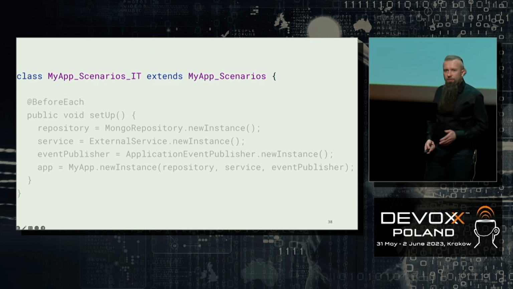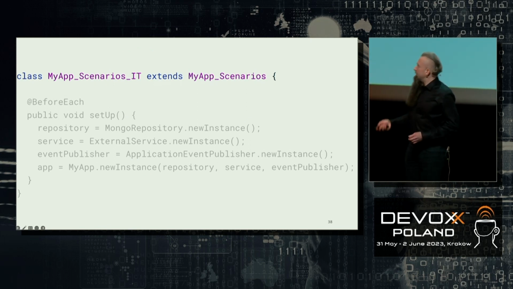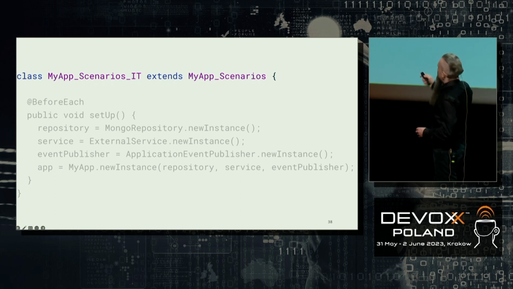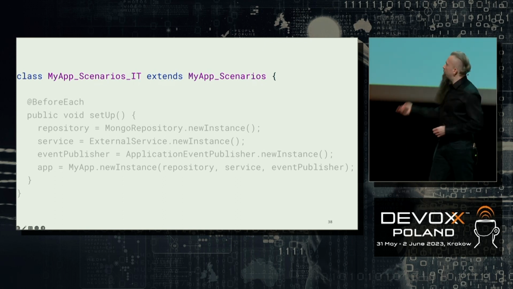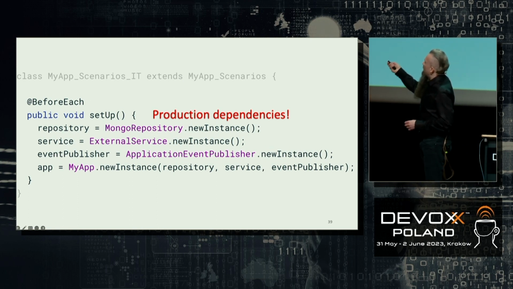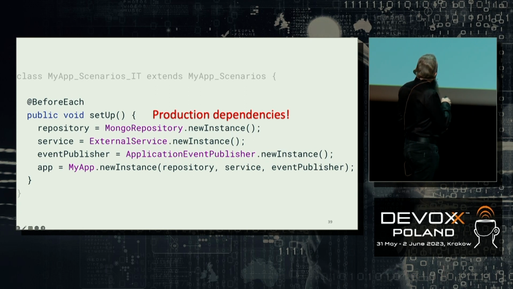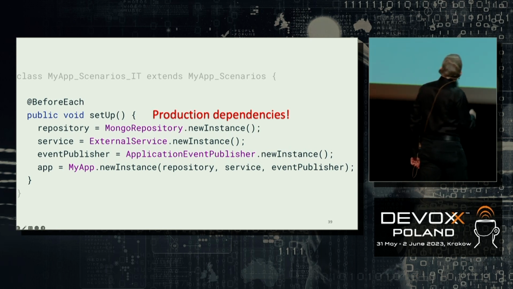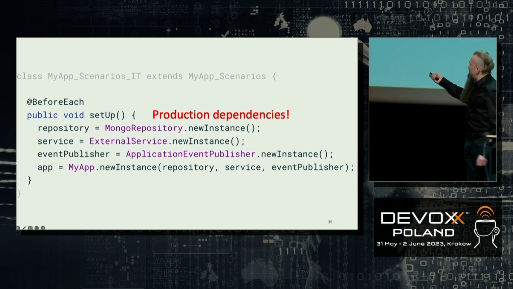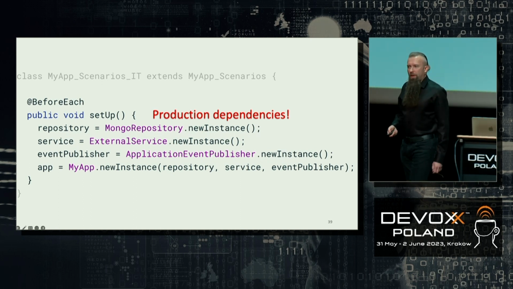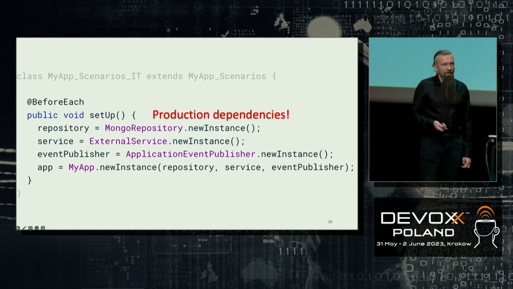OK, how can we reuse exactly the same tests on other levels? This is the integration test class, and that's all. First of all, we are going to extend the base MyAppScenarios class, and the only change we are going to make is to change the setup method. We are going to inject, instead of the fakes, the production dependencies: the Mongo repository adapter, the external service adapter, and the application event publisher. And from the perspective of the test itself, when we set up this application, it is totally transparent. And we have 4 free integration tests.